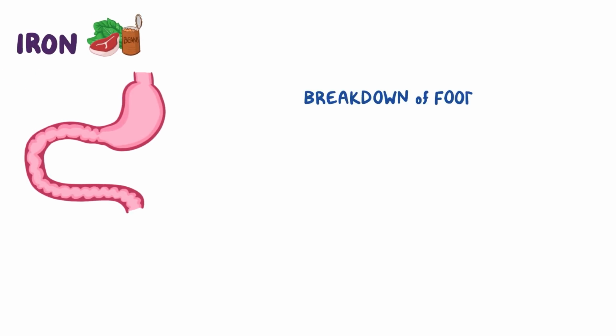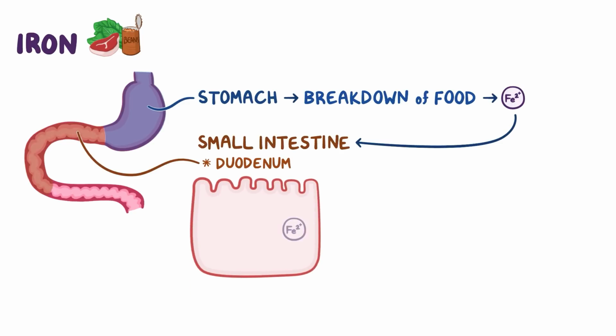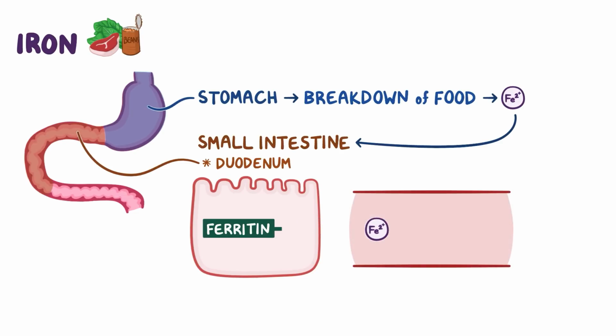Now, we get the iron required for RBC production from our diet. Following breakdown of food in the stomach, iron is released and then it's absorbed in the small intestine, specifically the duodenum. Inside the duodenal cells, iron molecules bind to a protein called ferritin, which temporarily stores the iron. When iron is needed in the body, some iron molecules are released from ferritin and transported into the blood, where they bind to an iron transport protein called transferrin, which carries iron to various target tissues and releases them there.